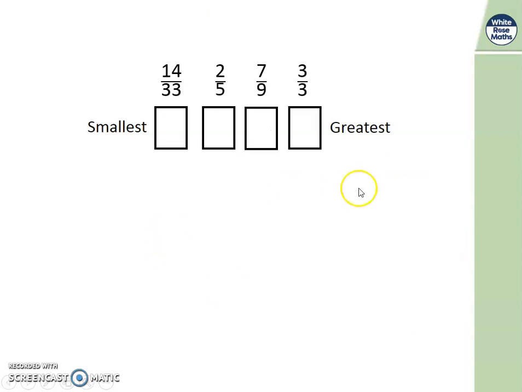Let's have a look at this one. Now, if we look at the denominators, they're going to be tricky to change. Let's look at the numerators this time. Could we change them all into something? Yes, we can. We look carefully.